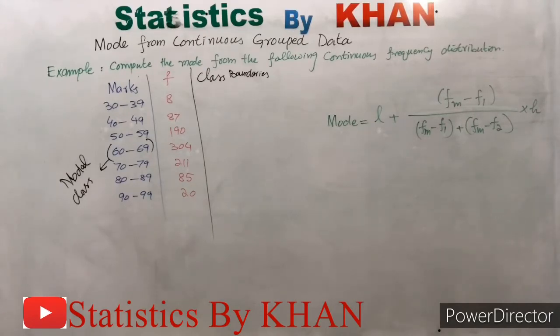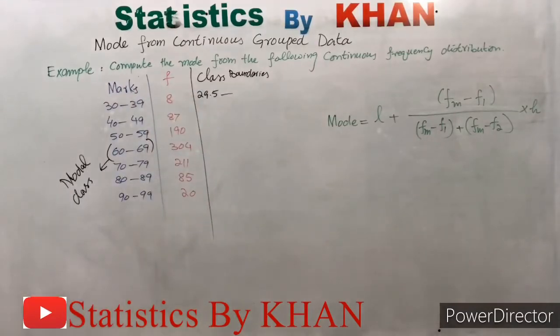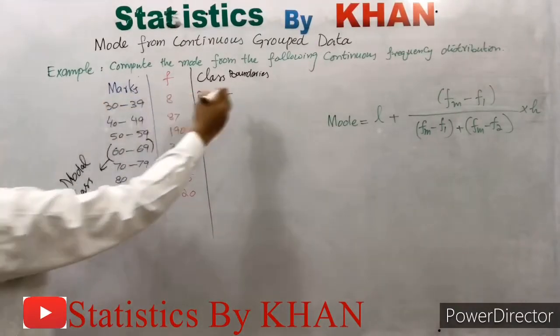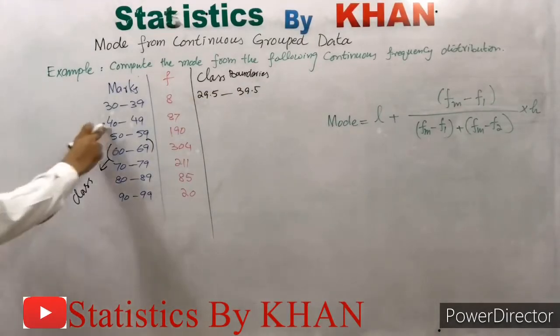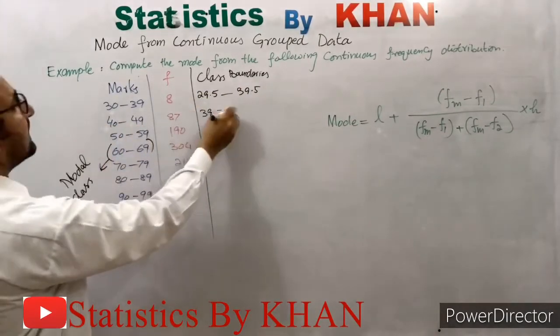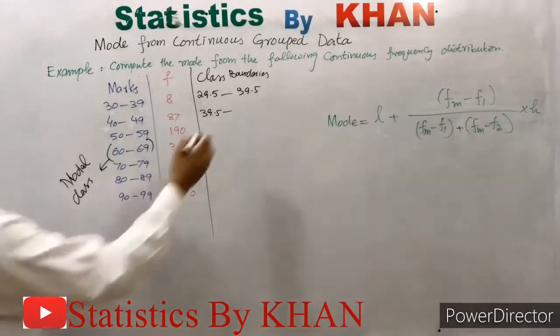Therefore, what we will do now is subtract 0.5 from the lower limit of each class and add 0.5 to the upper limit of each class. That is, we will subtract 0.5 from 30, so we will get 29.5, and we will add 0.5 to 39, so we will get 39.5. Similarly, we will subtract 0.5 from 40, so we will get 39.5, and we will add 0.5 to 49, so we will get 49.5.